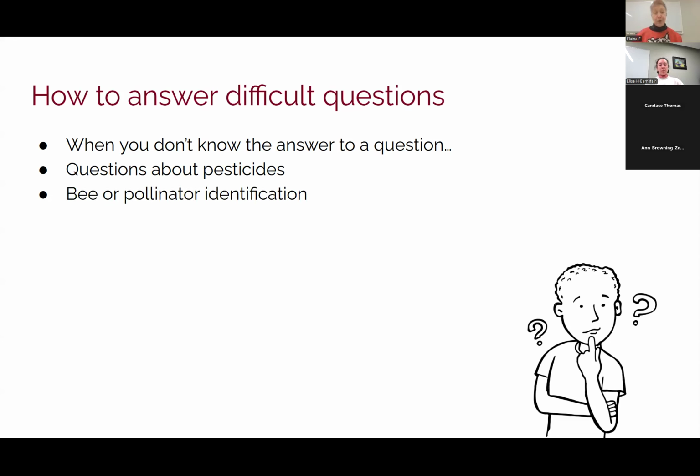People will also come up with bee or pollinator identification questions. They'll have their phone there and say, can you tell what this is? When it's something I don't recognize, if you can tell it's a bumblebee, you can recommend Bumblebee Watch. Otherwise, iNaturalist is a great resource where people can share their bee or other pollinator photos and get help with identification.